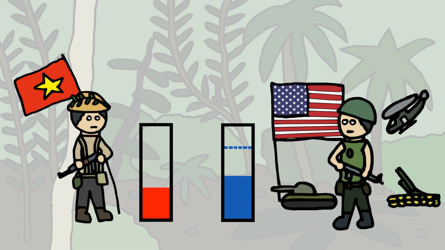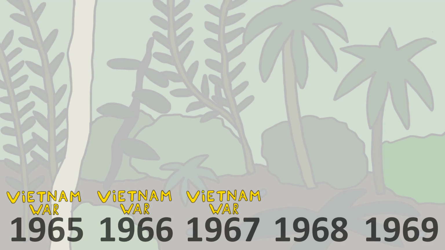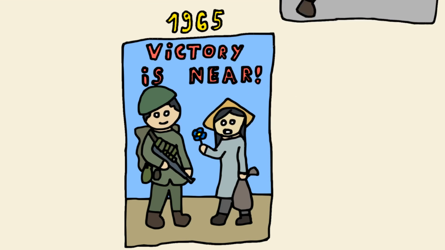The strength difference between the two forces ended up not so large. As a result, the US was unable to destroy the communist guerrillas as quickly as it hoped. The war dragged on and on. The US government had originally promised that the war would be a short one. But this had not happened.